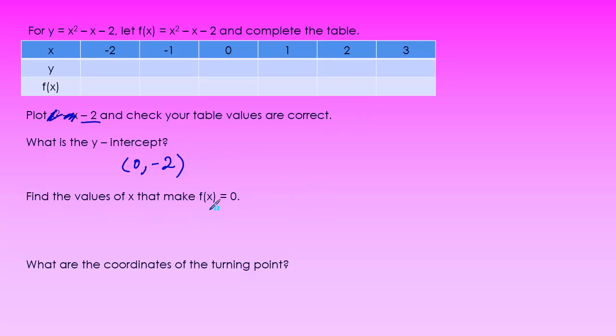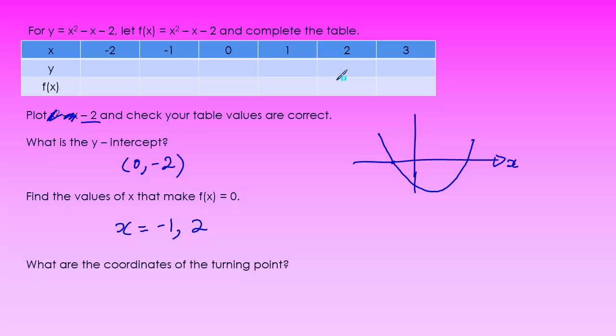Find the values of x that make f of x 0. When f of x is 0, that's the points where it crosses the x-axis. So we found that the values of x, and it just says x here, so we don't want coordinates. So that was when x was negative 1 and when x is 2. And of course we could have got those from the table as well. We know that we had 0 here and 0 here in the table.